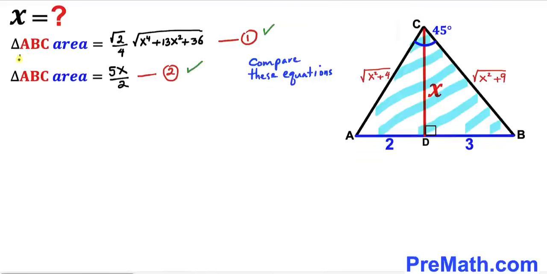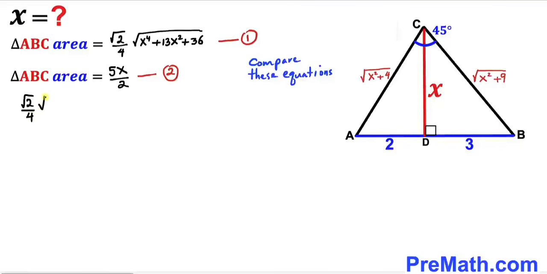We can see the left hand sides are identical. So therefore we can equate the right hand sides as well. So therefore we can write square root of 2 divided by 4 times the square root of x power 4 plus 13x square plus 36 is going to be equal to 5x divided by 2. And now we are going to square both sides by taking a square on both sides.